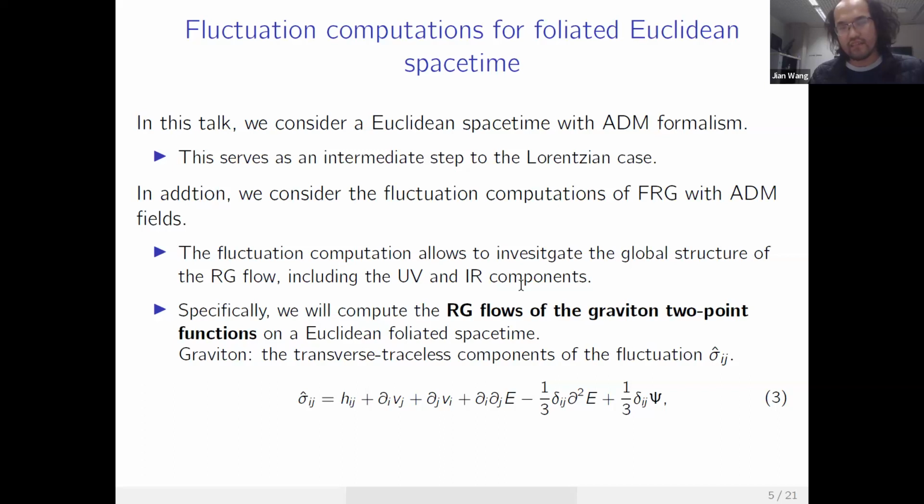Specifically in this work, we will compute the RG flows of the graviton 2-point functions. That means we only project onto the 2-point function. Here, graviton means that we use the York decomposition for the fluctuation of the spatial metric, and graviton is referred to the transverse traceless components of the spatial metric fluctuation.